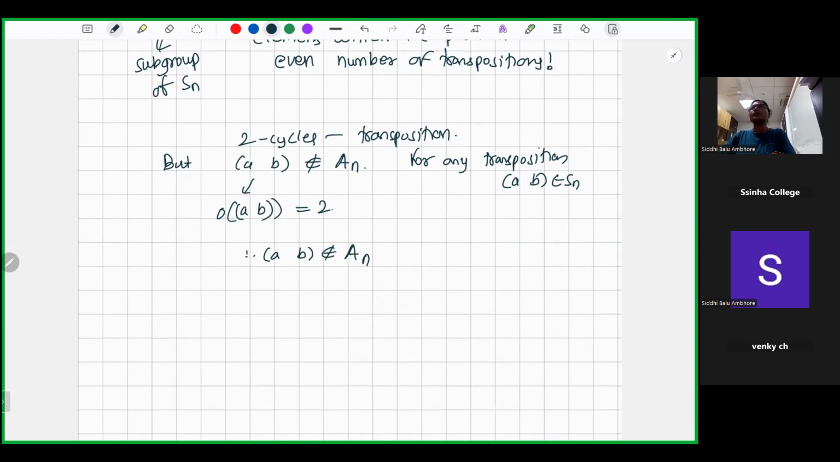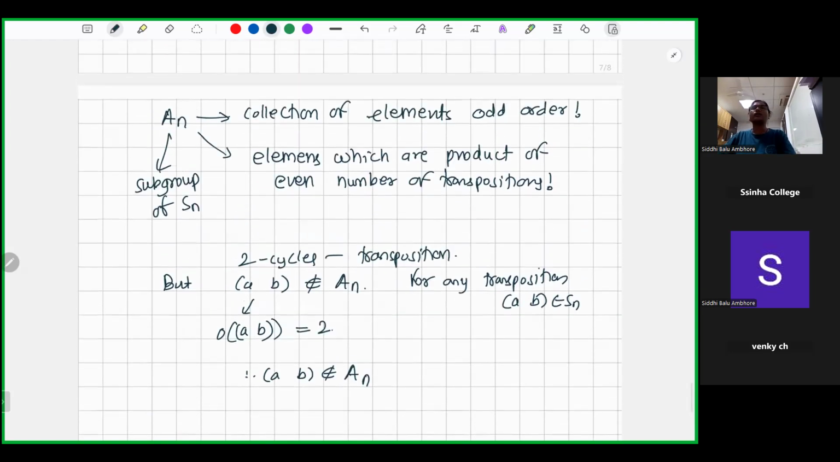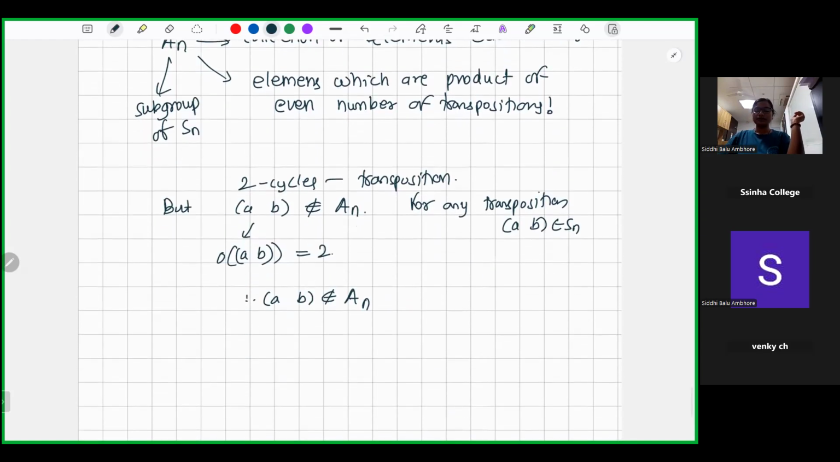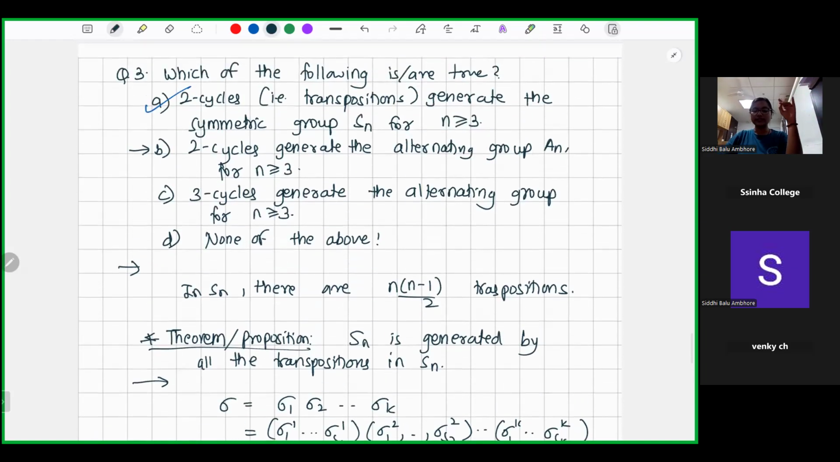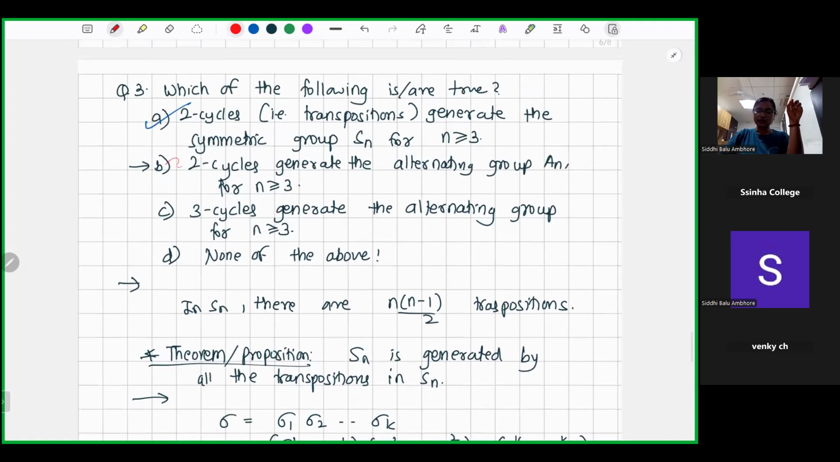So if something does not belong to the group itself, we can't talk about it generating that set, because that does not make any sense. If (a b) belongs there, suppose (a b) is a generator, then the identity is there, so (a b) times identity must be there. In short, if an element itself does not belong to that group, that cannot be one of the generators. So 2 cycles definitely are not the generators of An here. Please let me know if there are any doubts.